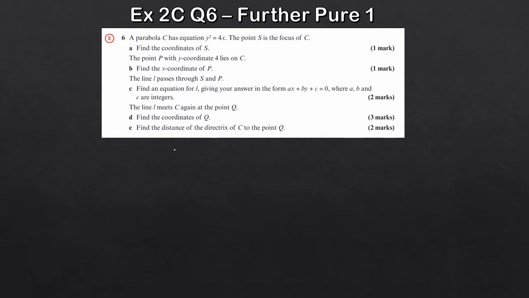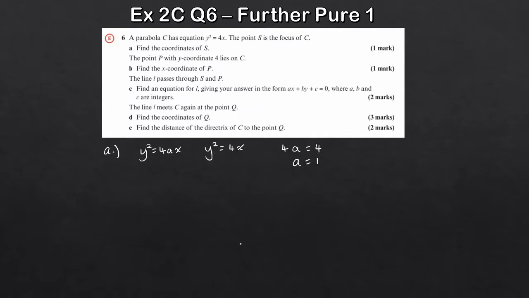We're given this parabola C, which has the equation y squared is equal to 4x. We're given the point S, which is the focus of C. We're asked to find the coordinates of S for part A. So S is the focus. This formula is given in your formula book, but it's really not too crazy. If you've got a general parabola, y squared equals 4ax, comparing that to ours, y squared equals 4x, in that case 4a is equal to 4. Well, in that case, a is just 1. 4 divided by 4 gives you 1.